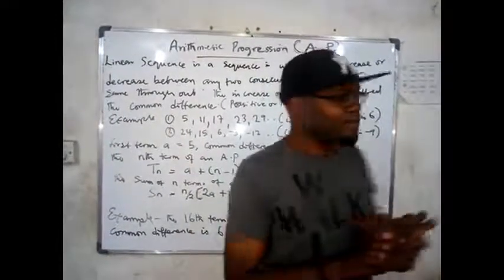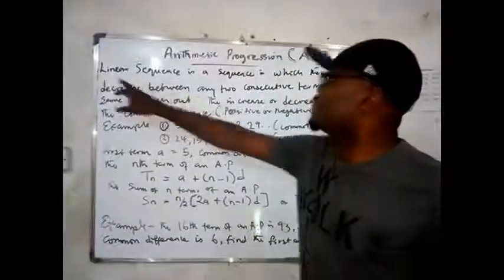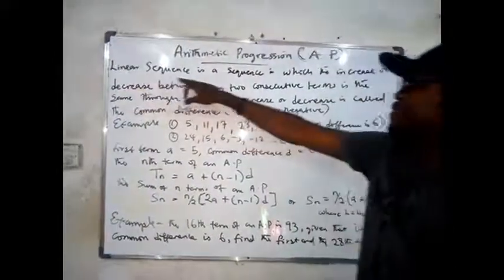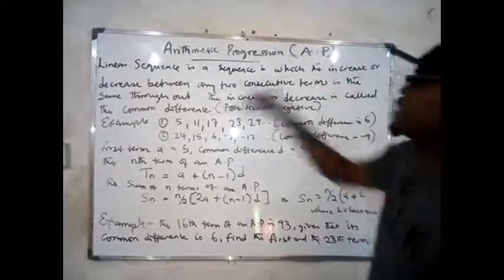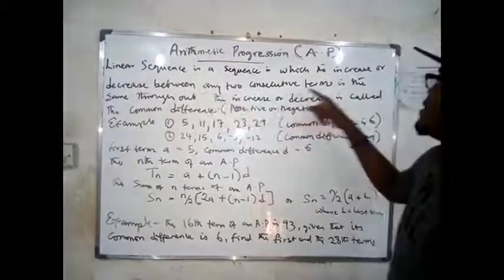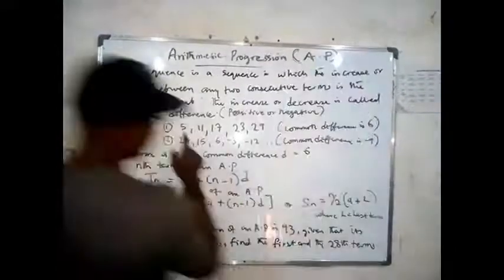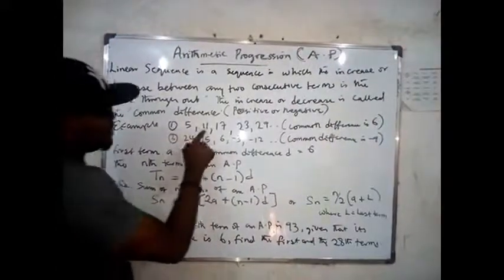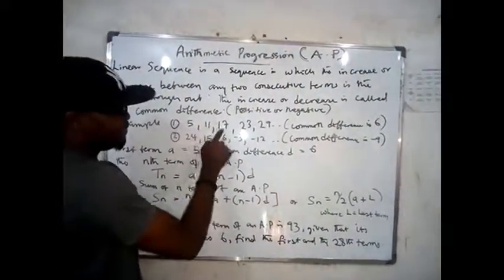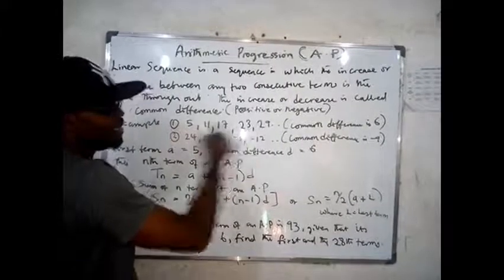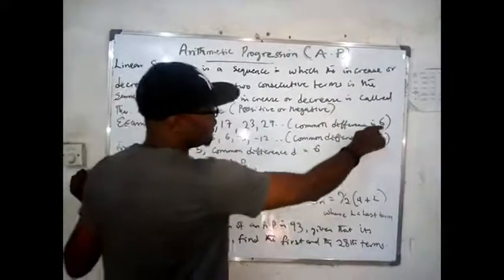Is that good? So we say arithmetic progression, AP, can also be called what? Linear sequence. It is a sequence in which the increase or decrease between any two consecutive terms is the same throughout. The difference between this and this is the same as the difference between this and this, and the same as the difference between this and this. And that difference is known as what? Common difference, and it's 6.